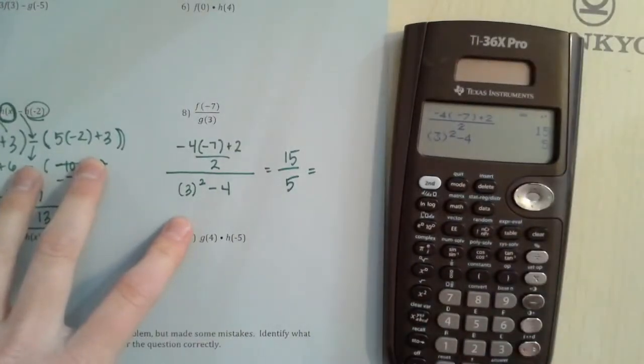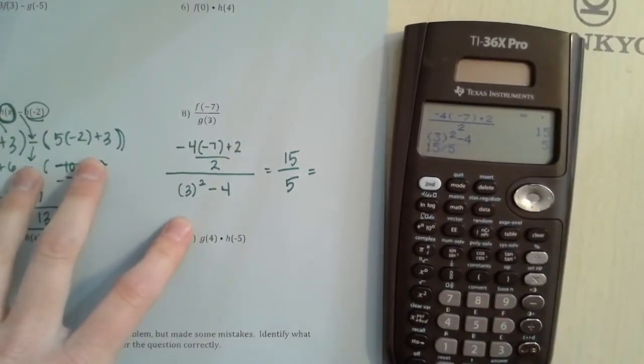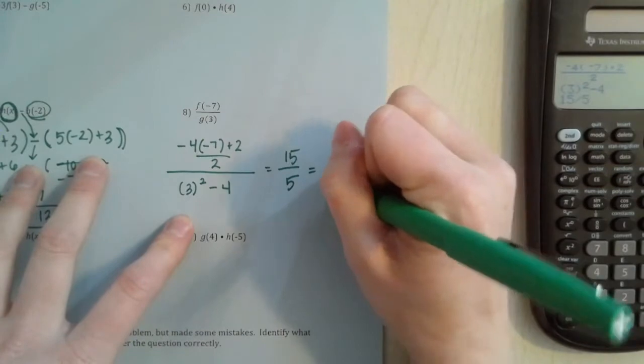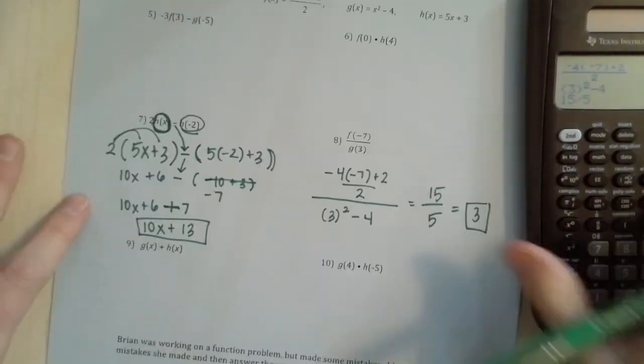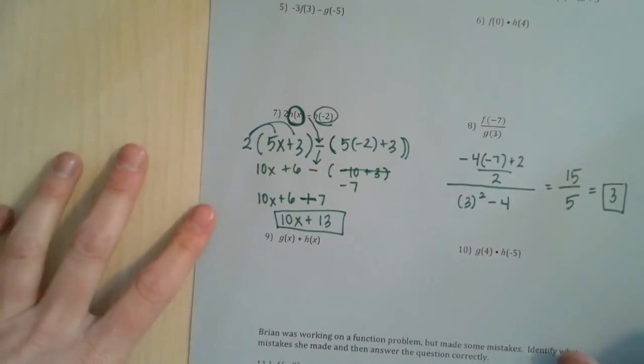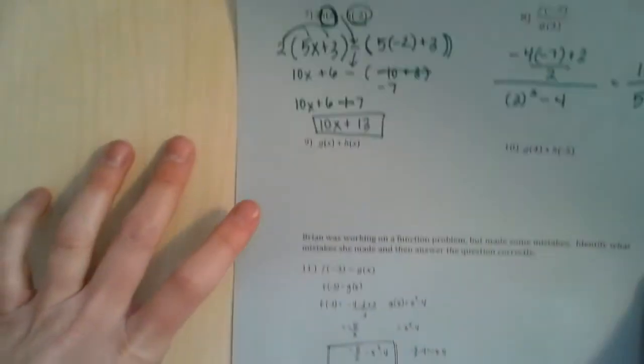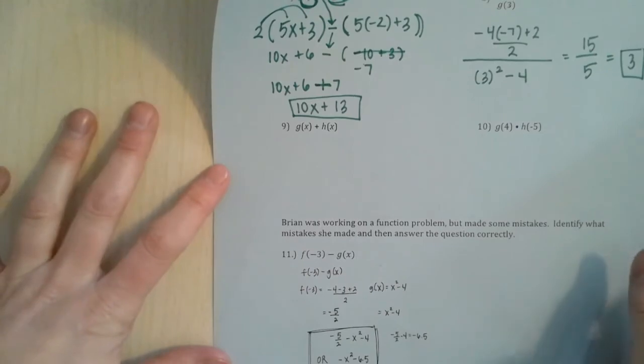So then we reduce. 15 divided by 5 is 3. So your answer on number 8 is 3. So it looks really crazy, but it's a simple answer. Let's look at number 9. Number 9 has g of x and h of x.